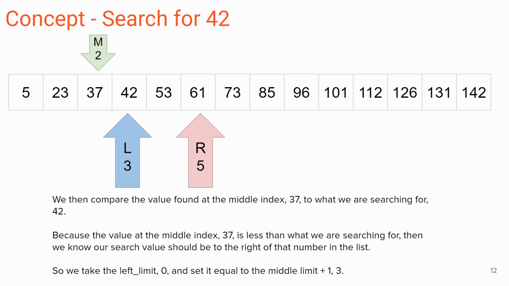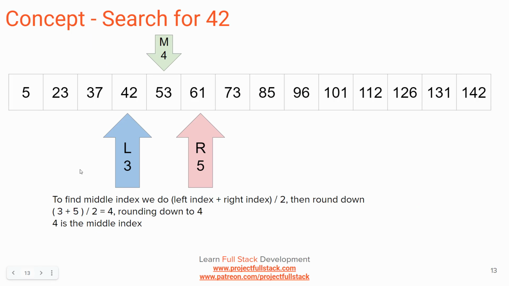Get rid of all these, and let's go to the next slide. Okay, we do our calculation here to figure out the middle. So given the left and right limit, I take index 3 plus index 5, which gives me 3 plus 5 is 8. I divide that by 2, I get 4. Round it down. In this case, it's already rounded down, so it doesn't matter. But that gives me a middle index of 4.